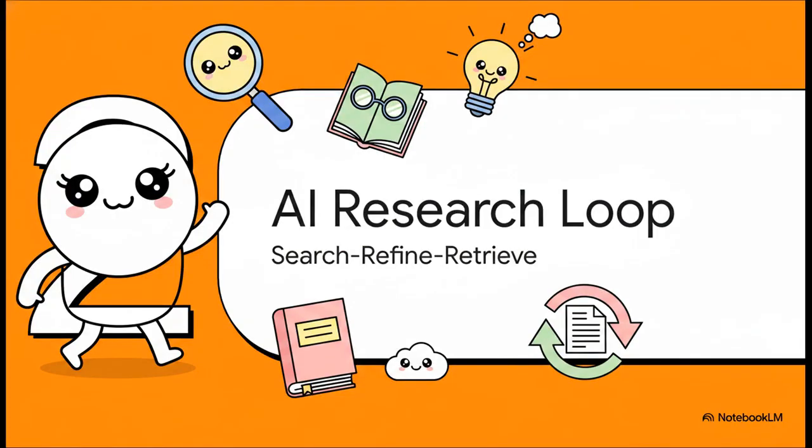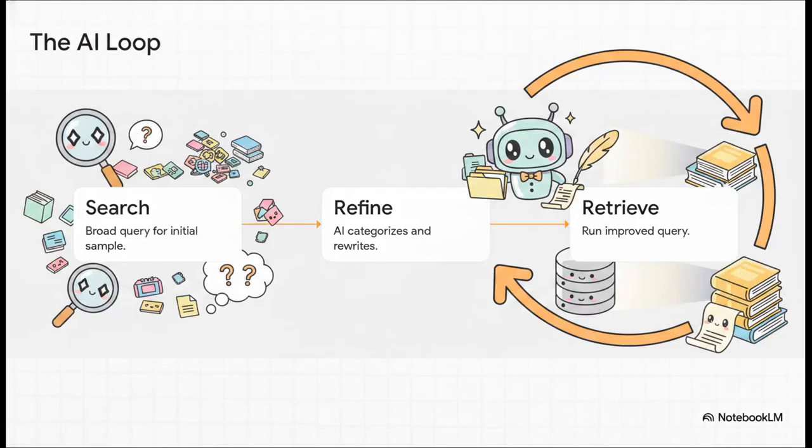Moving on to section 2, the AI research loop, the search, refine, retrieve framework. So this right here is our macro-level strategy for narrowing down a broad topic using a really clever iterative workflow. And a quick note here, instead of asking AI to read the papers for you, which we'll discuss later, you're actually going to use the AI to continuously sharpen your search parameters.